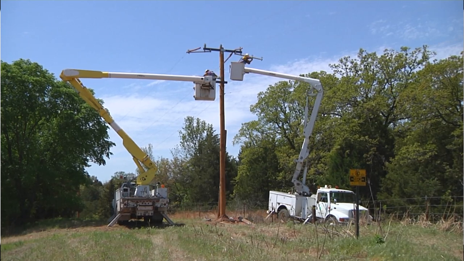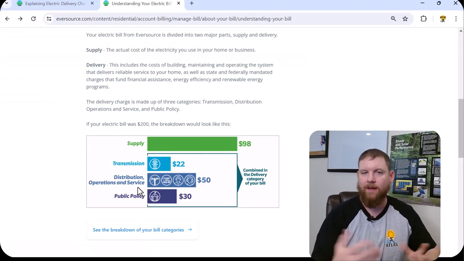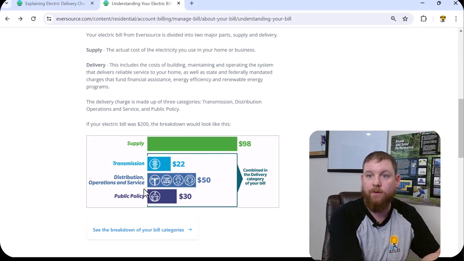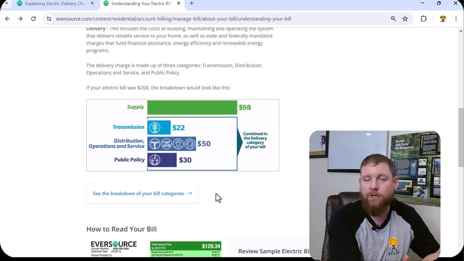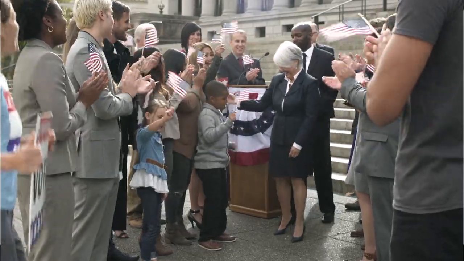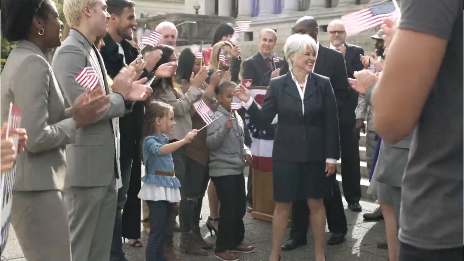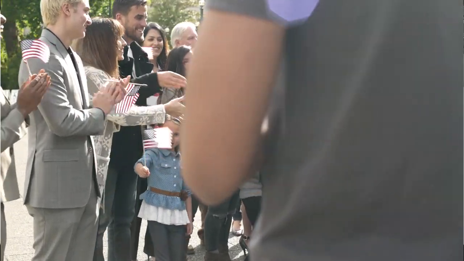The distribution, operations, and service is the fleet of people that are required to maintain those lines. If a tree branch falls on a wire somewhere, obviously we want that fixed, and that's rolled into the delivery portion of your bill. And then there's also the public policy portion, which is renewable energy, efficiency programs, things like that, that could be determined by your state or local legislature that require the local utility company to fund certain programs, low income assistance, things like that.